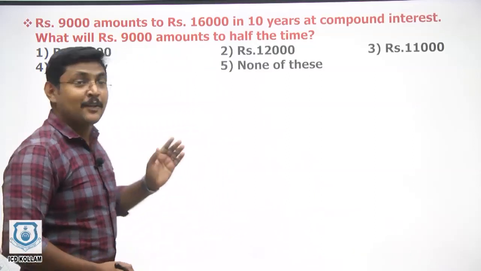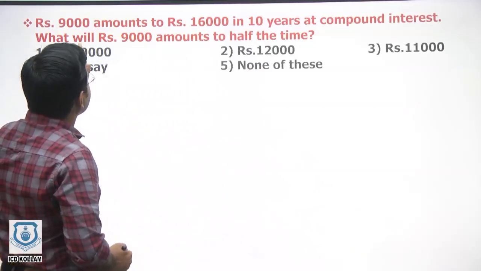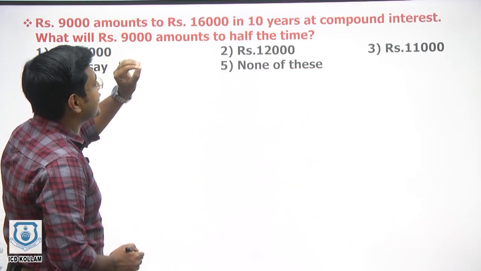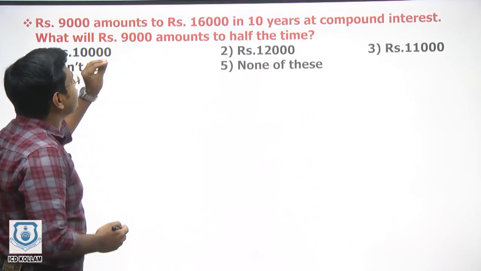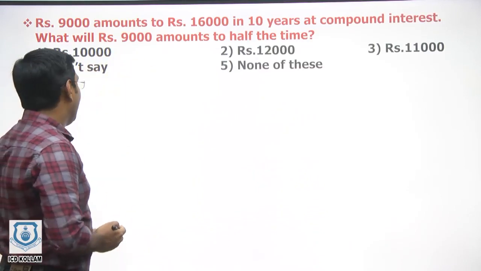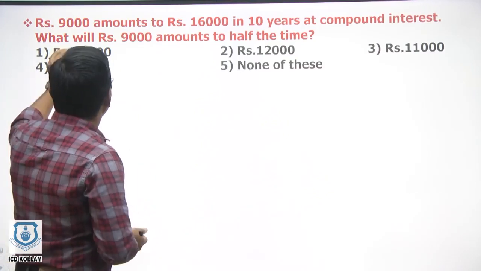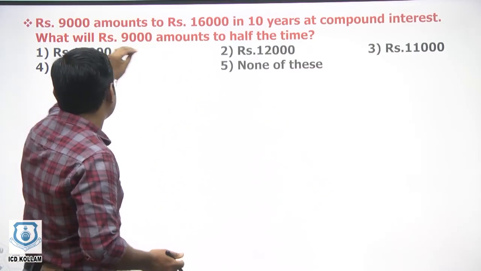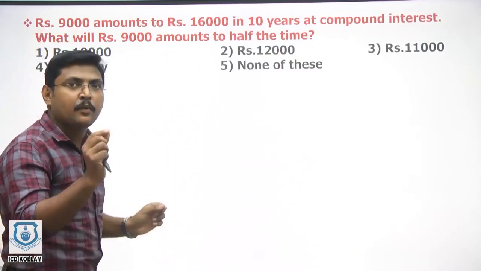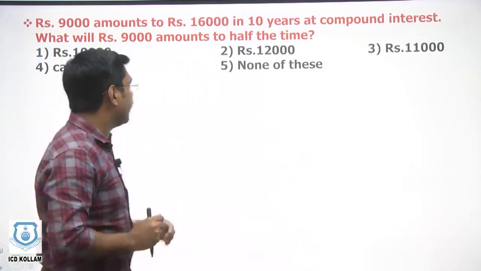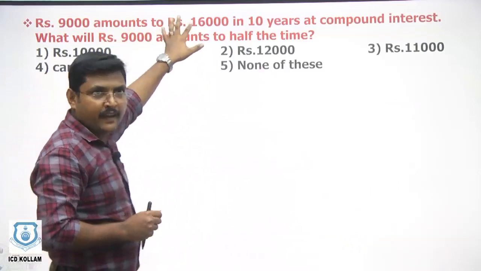Second question from the topic compound interest. Rupees 9,000 amounts to rupees 16,000 in 10 years at compound interest. What will rupees 9,000 amount to in half the time? A very good question, a very important question. Rupees 9,000 amounts to rupees 16,000. So rupees 9,000, that's the initial amount. That initial amount we call the principal, right? Amounts to 16,000. So the final amount is given.